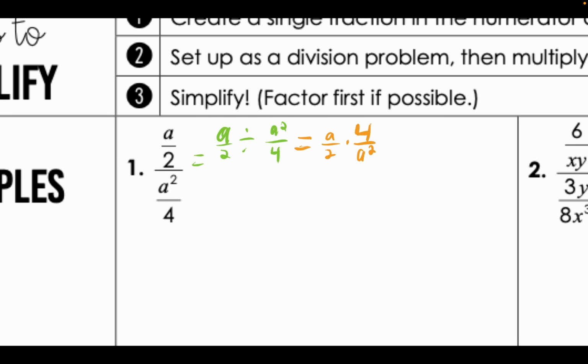And from this point, now we look to cross reduce and vertically reduce. So diagonally, a and a squared become 1 and a to the first. Diagonally, 2 and 4 reduce by 2 and become 1 and 2. And we end up with 2 over a, or 2 over a to the first. Now you're going to see me skipping this green step and going straight to the orange step very often, where I just rewrite the top fraction and then reciprocate the bottom fraction.